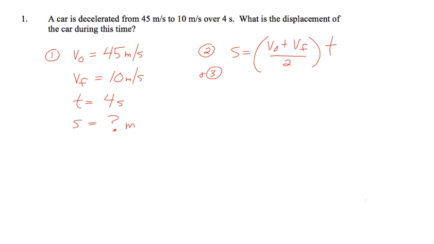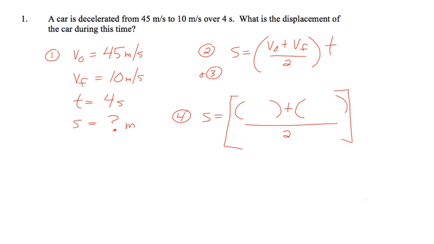Now step 4 is to just substitute and solve. Notice the formula itself already has parentheses. So what I'm going to do is, I told you to replace all your variables with parentheses. Since the formula itself already has them, I'm going to write S equals (VO plus VF) over 2 times T. So I set up my parentheses so that I can replace the variables with their values.